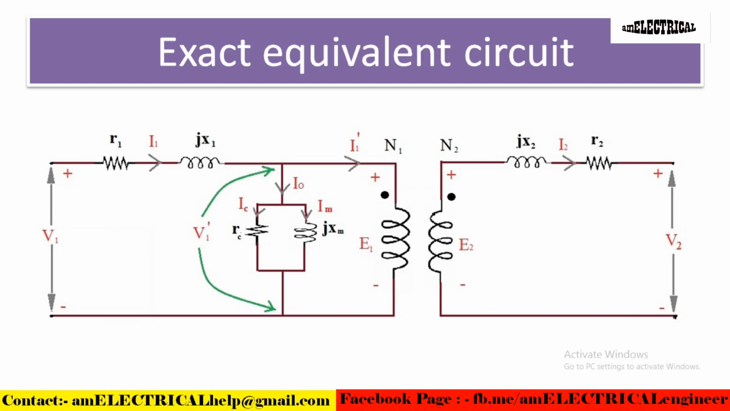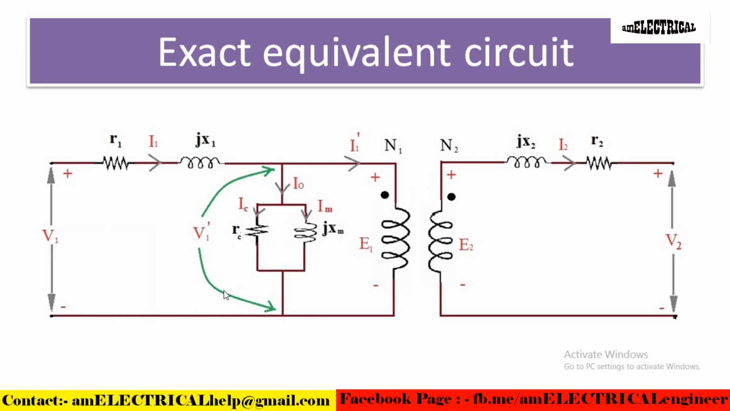Now for clarity, let us quickly recall all the parameters. This is the supply voltage V1. This is the source current I1, which has two components, I0, the no load current, and I1 dash. Here I0 has two further components, IC, which flows through this RC. These are core loss components, and the other, IM and XM, are magnetizing components. Here V1 dash is the voltage across this core part.